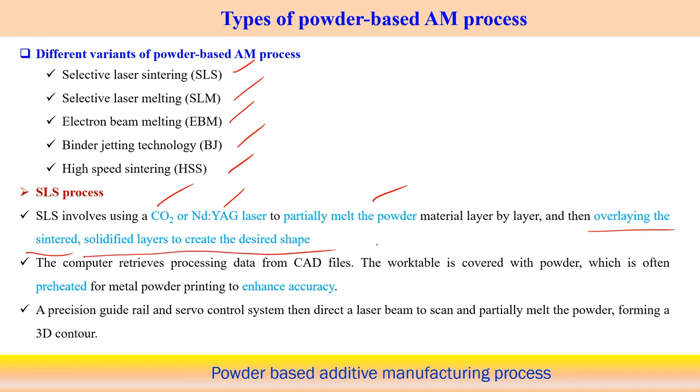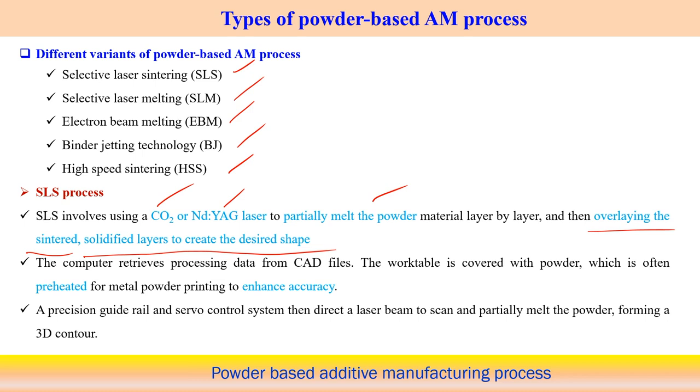That means one layer is deposited, then the next layer is deposited, but when the next layer is being deposited, it should remelt the previous layer. That's why continuous layer by layer build up is possible in the selective laser sintering process.